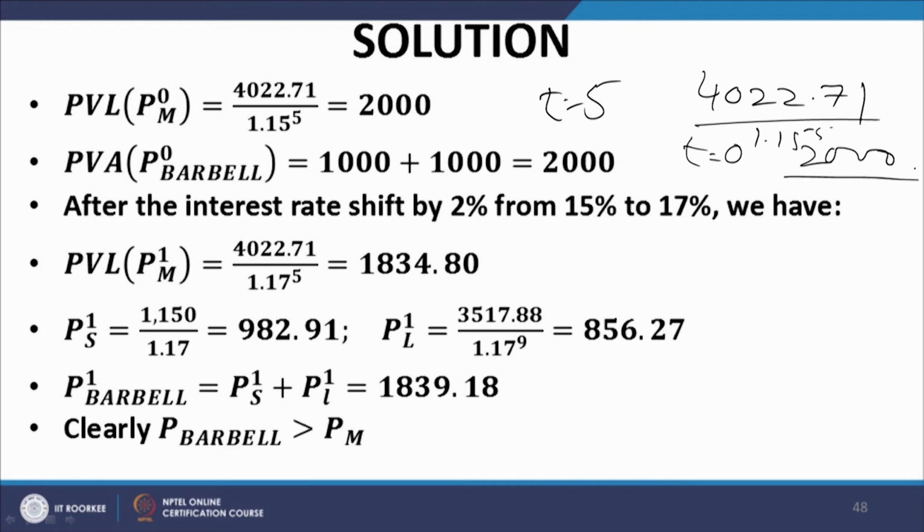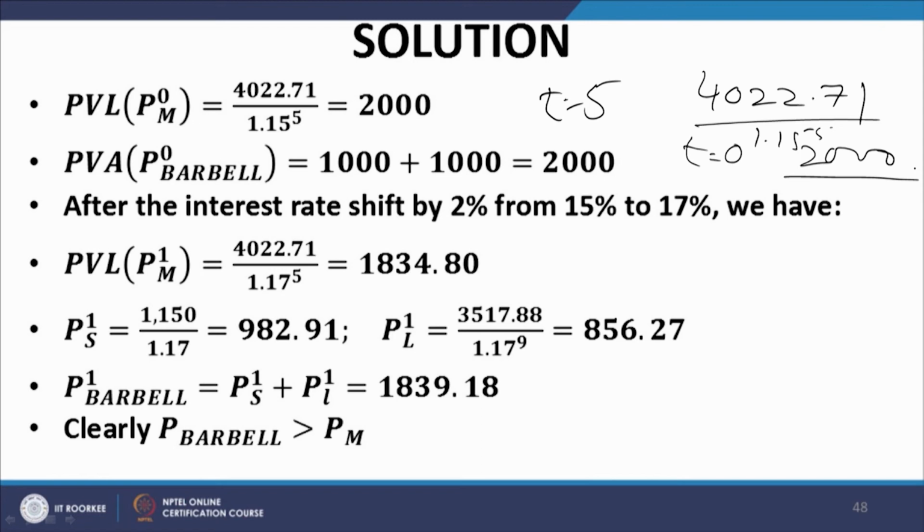Okay. So, to immunize this liability of 2000 at t equal to 0, which will develop into a liability of 4022.71 at t equal to 5 years, what do we do? We make use of the barbell strategy. How do we use this barbell strategy?